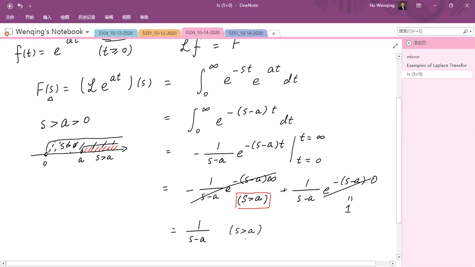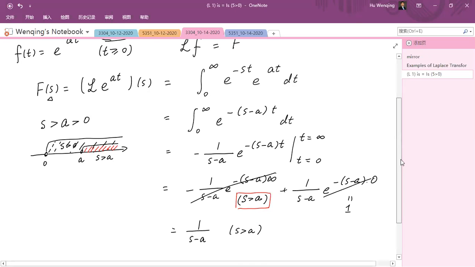Is that good for everybody? Okay, so that's going to be very, very important. You must specify the domain of definition of the resulting transformation function. That's the important thing.